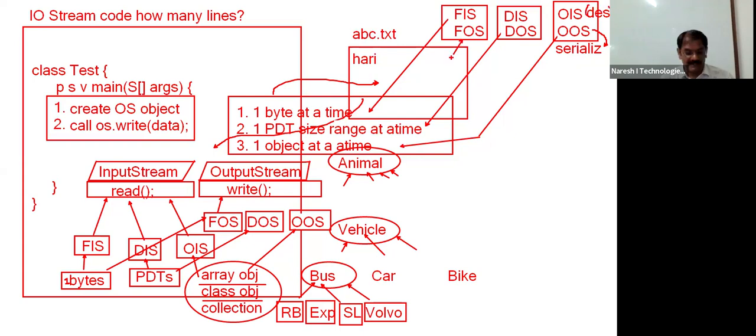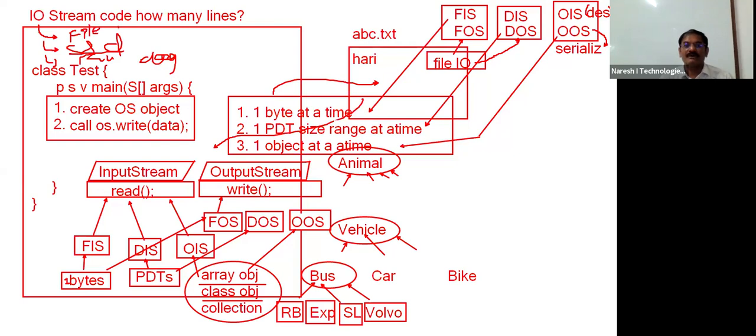FIS, FOS writing, reading is called what? File IO, file input stream and file output stream. DIS, DOS can also be considered as file IO or also as serialization backend. Okay, let me consider these two operations as file IO. So the IO stream chapter has three parts. What are the three parts? Number 1, file IO. Number 2, serialization, deserialization. Number 3, file class.